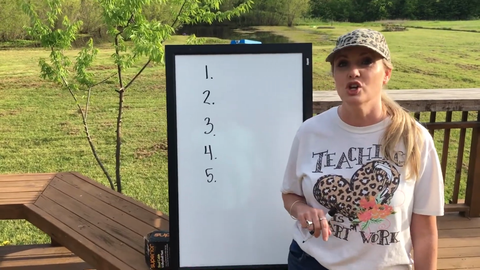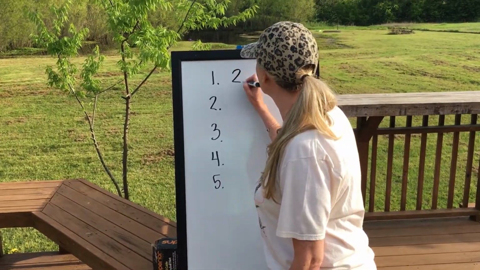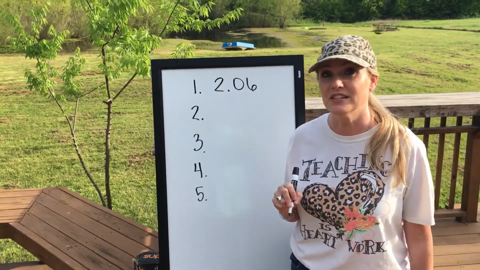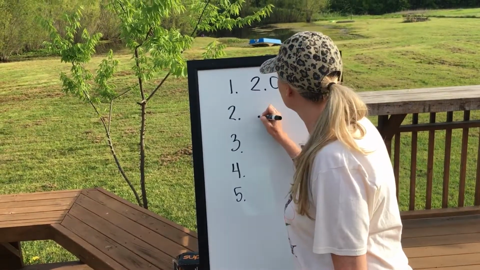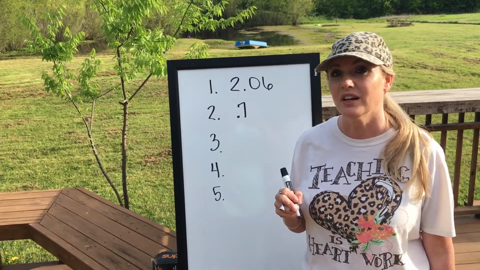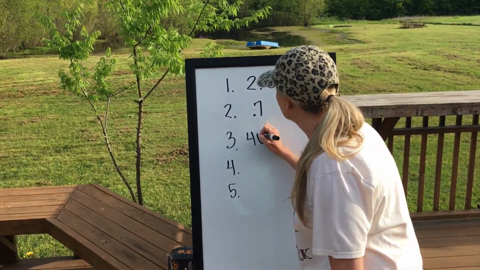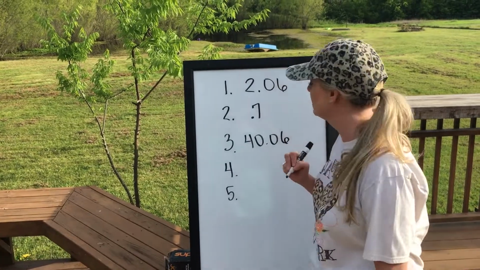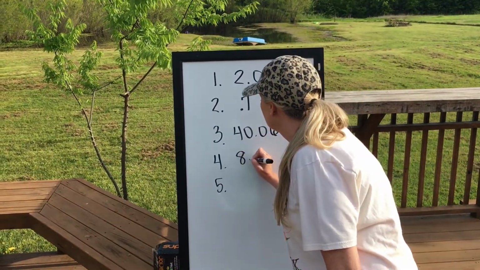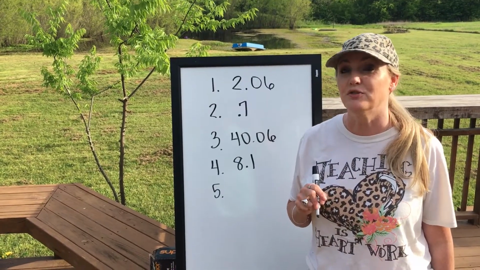Okay, number 1, 2.6, 6/100. Number 2, 7/10. Number 3, 40.6, 6/100. Number 4, 8 1/10. And number 5, 6.45, 45/100.